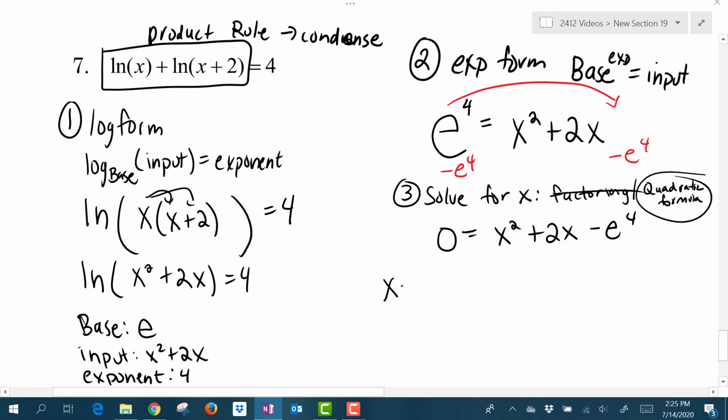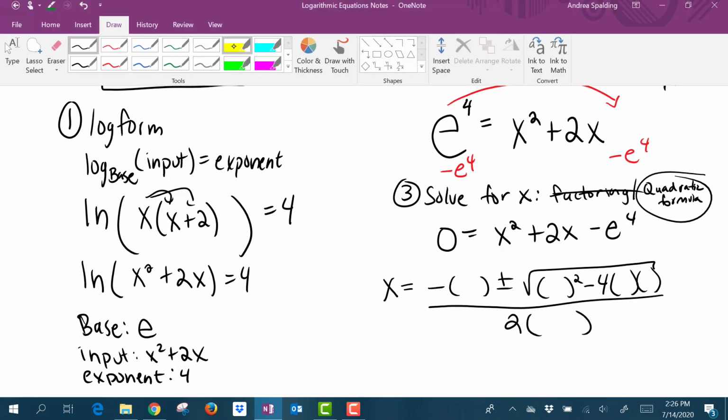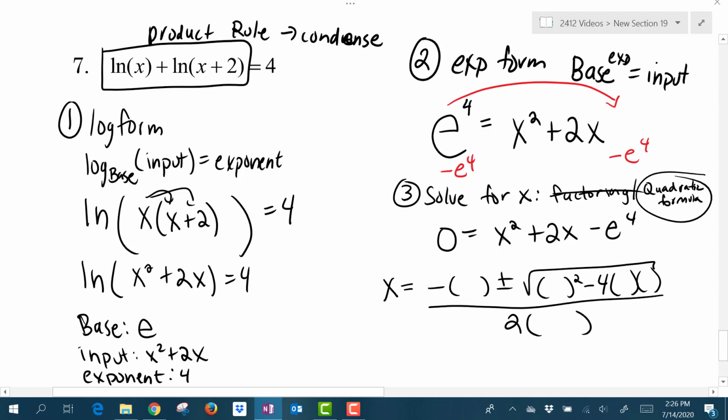To use the quadratic formula, we have x is equal to negative b plus or minus the square root of b squared minus 4 times a times c all over 2a. Okay, so what's the a and the b and the c? The number in front of the quadratic term, or the number in front of x squared, that's the a value. So that's an implied 1. The number in front of just the x term, or x to the power of 1, that's the b term. And whatever is the constant, the term that doesn't have x in it at all, that's the c.